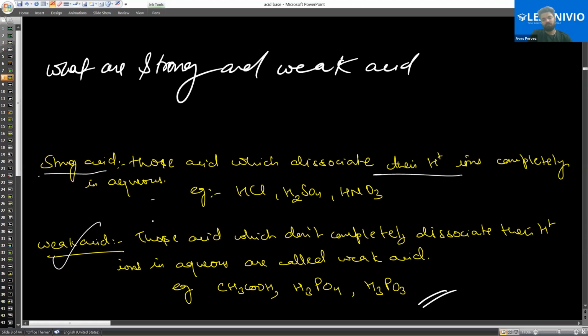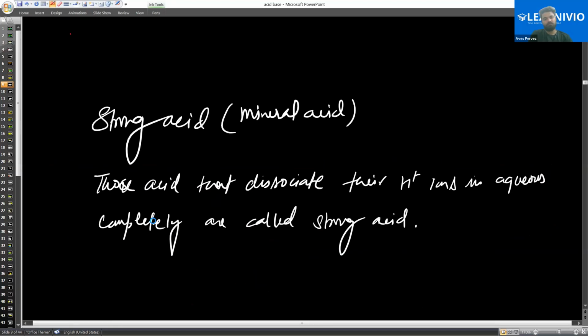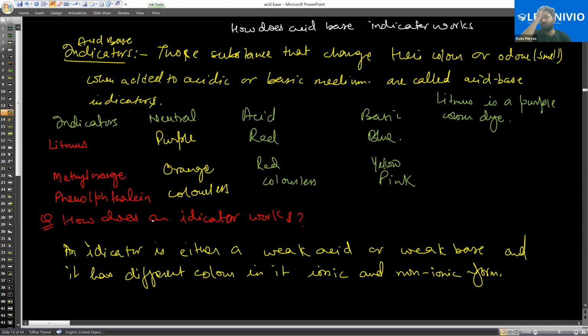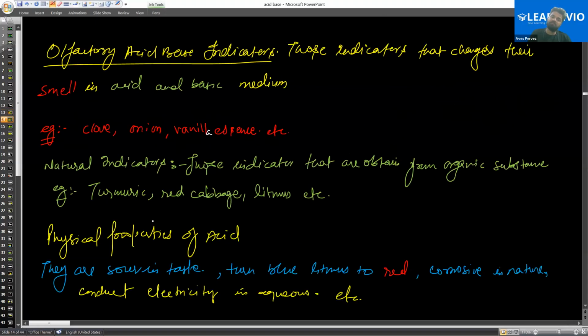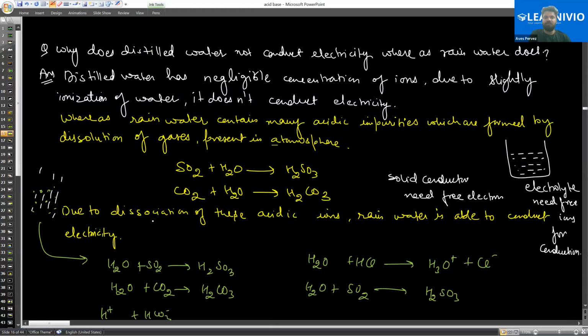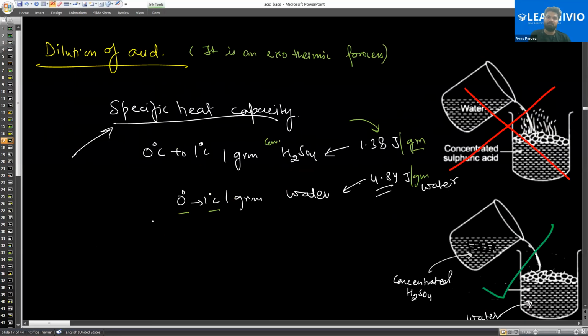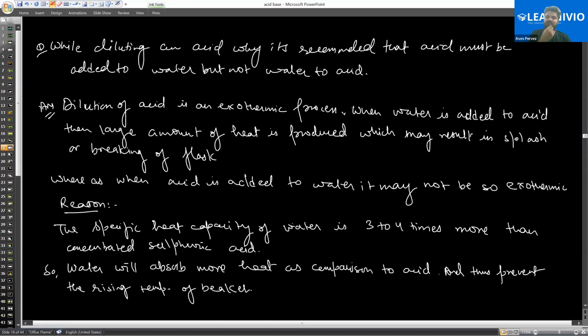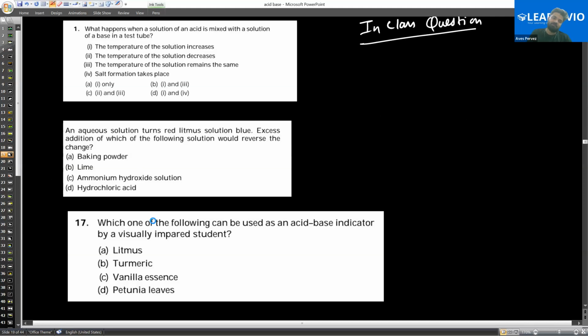Sir, done. Everyone done? Oh, yes, sir. Now next is acid base indicators. Do we have done this one? Check whether we have done this one. I think we have done. Yes, sir. All indicators we have done? Yes, sir. Why do distilled water conduct electricity? We wrote the question on dilution of acids. We did till here. We have discussed these questions.